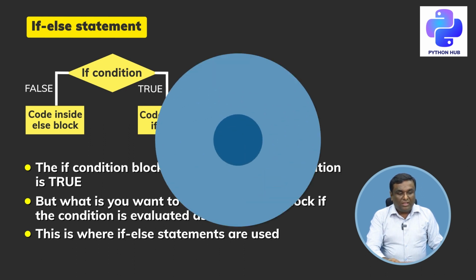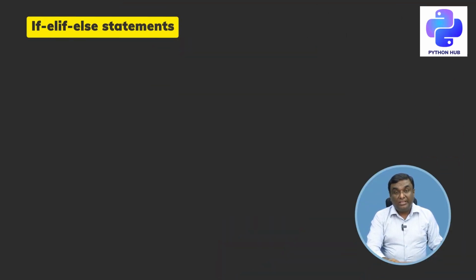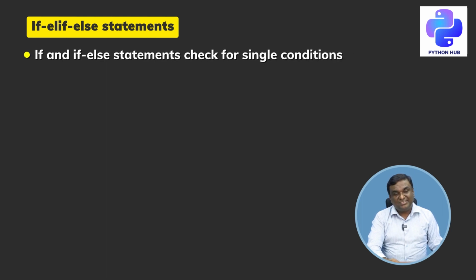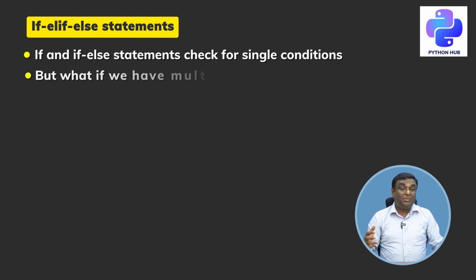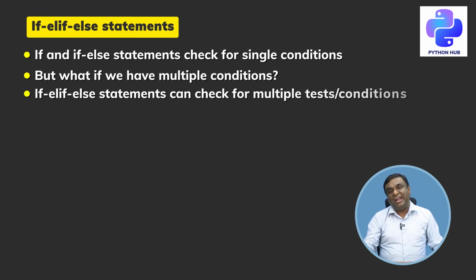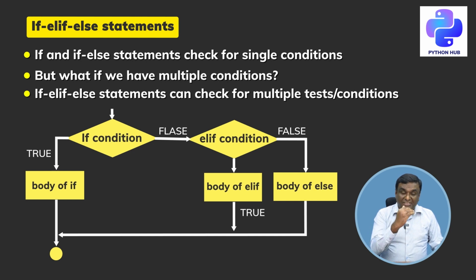Now moving on, we also have a third part, if-elif-else statements. So if and if-else statements check for single conditions. But here, if you have multiple conditions, then you can bring in this concept of if, elif and else statements. So check out this flow chart. If the condition is met, there is a body of if that is going to be executed. If the condition is not met, again you are creating another set of conditional workflows where you say elif, that is again you're saying else plus if.